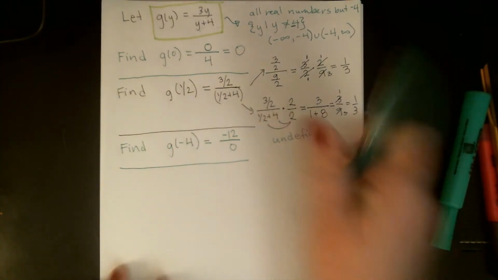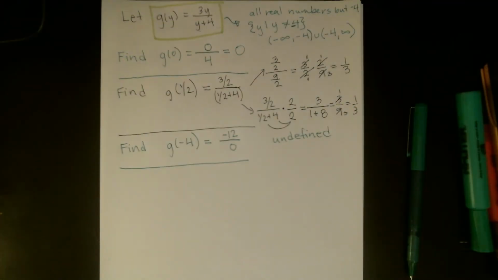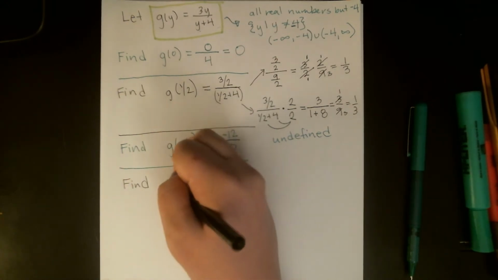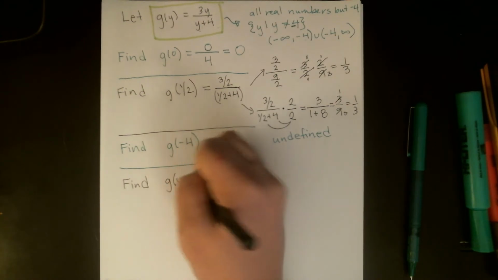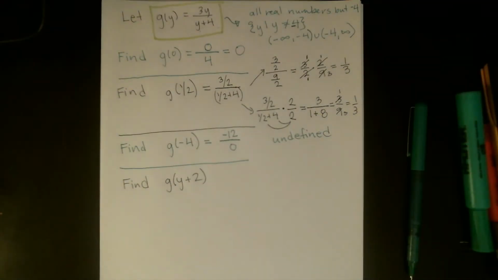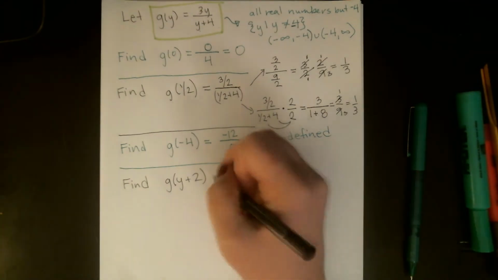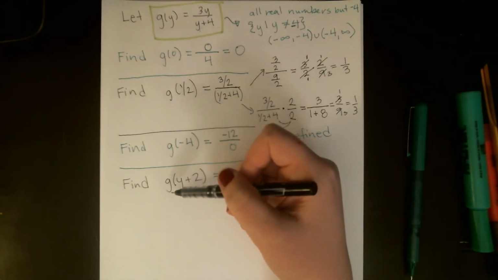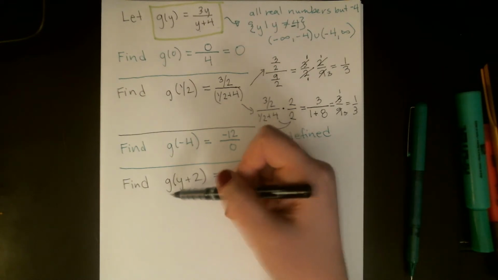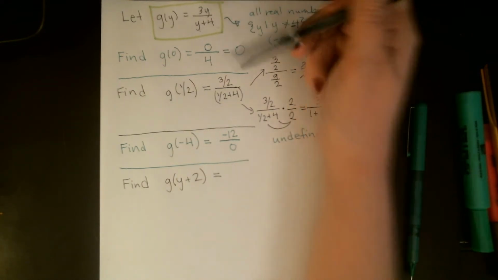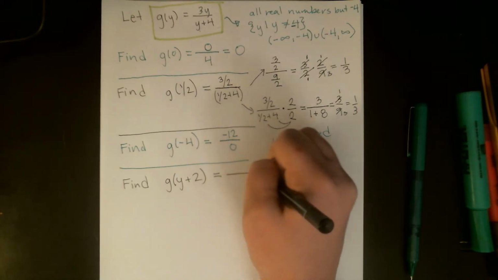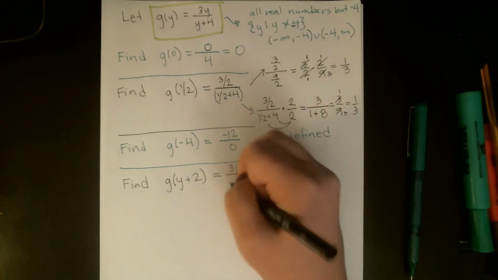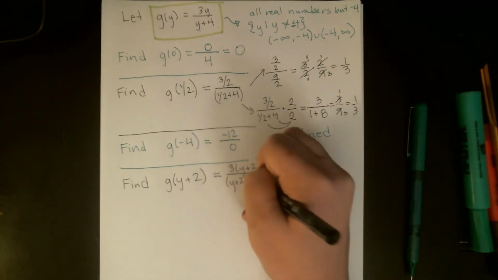Okay. Let's get a little messier. Let's get some variables involved. Let's try to find g of y plus 2. Okay, so again, as soon as you see something like this, you should be asking yourself, where's function g? What rule does it follow? Function g is still sitting up here at the top, so we're still following the rule: 3 times our input divided by our input plus 4.